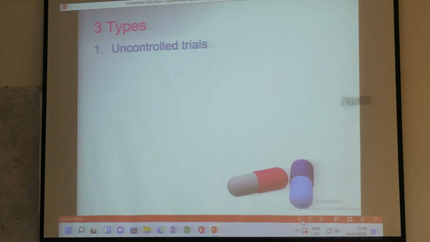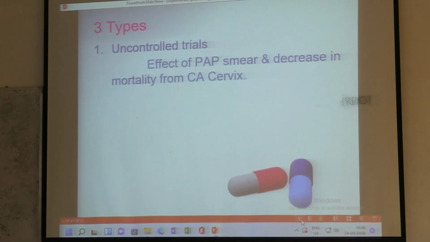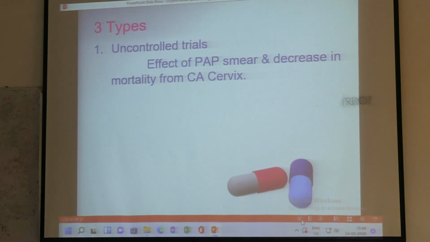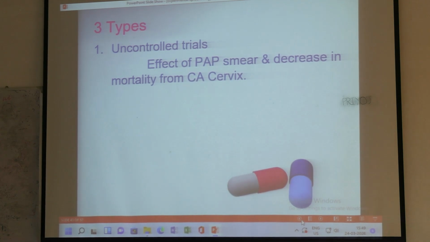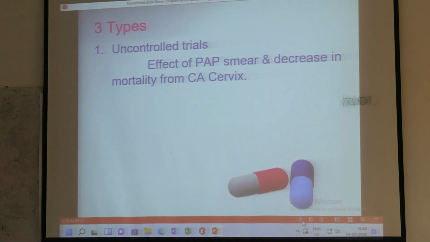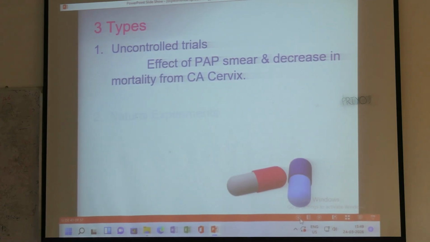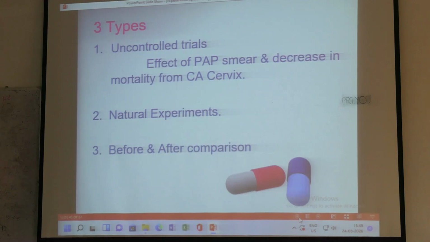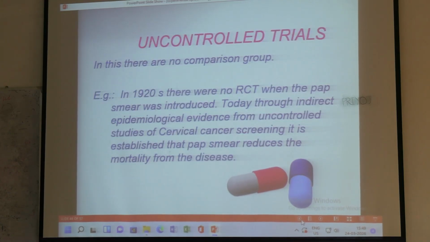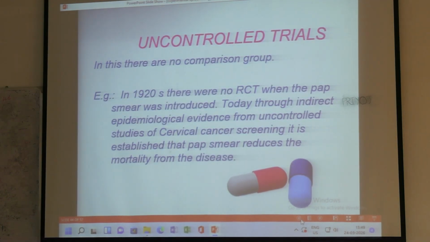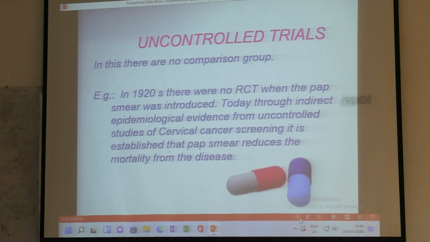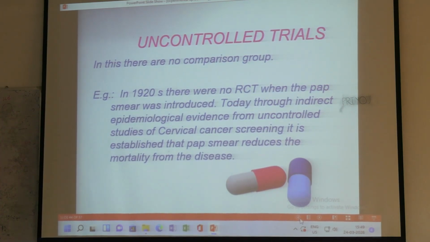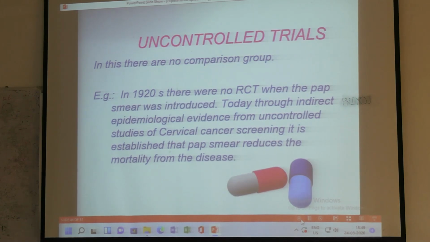So you have uncontrolled trials, like the effect of the pap smear and decrease in mortality from CA cervix. This is what I was just telling you. We have the pap smear, but now if we have the HPV vaccine, we can get the same thing. Uncontrolled trials, natural experiments, before and after comparison. Okay. So in uncontrolled trials there was no RCT, but today it proves that the pap smear can reduce the mortality of the disease.